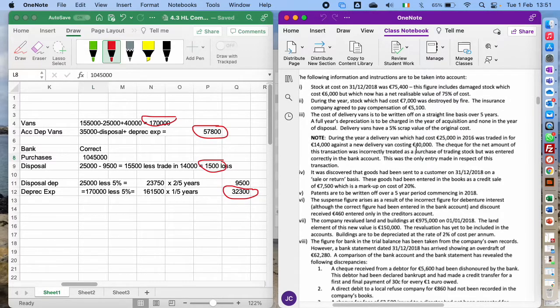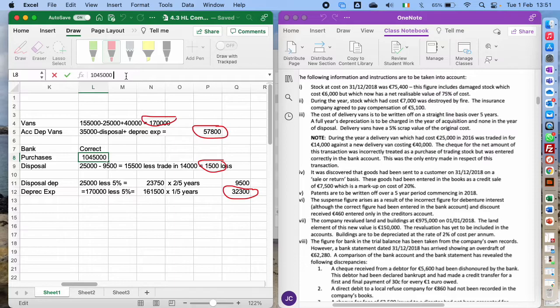Now, the new van cost 40. I got a trade in of 14. So how much did I write as a check? 26. So that 26 was included not in vans, but in purchases. So I'm taking out of purchases. Okay. So I'm going to subtract from the 1045. I'm going to take away 26 from that. And that will give us the real figure that I'm going to have for my purchases.